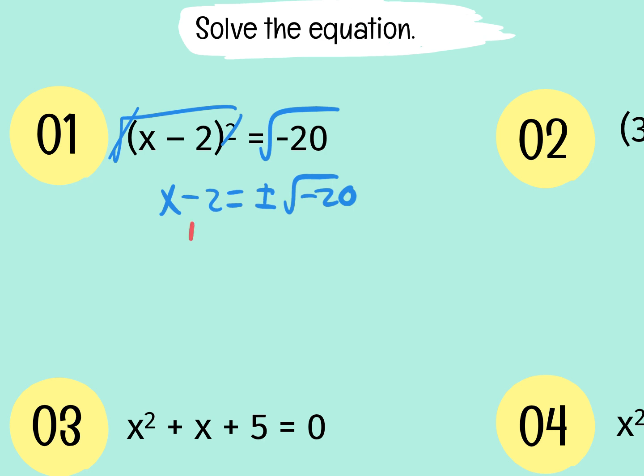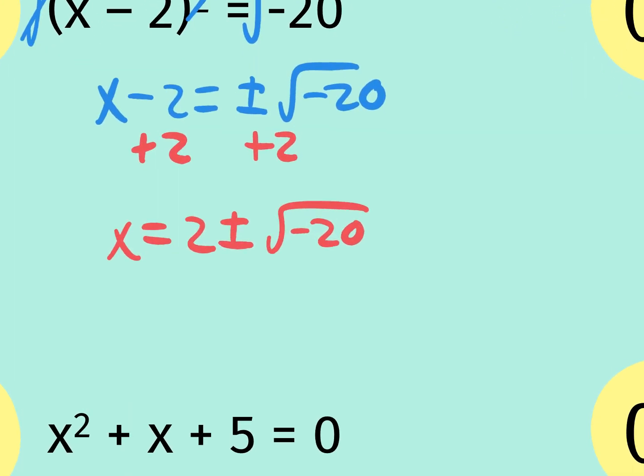I'll do that after this next step. First, I want to get the x by itself. So you get x equals 2 plus or minus the square root of negative 20. And we want to simplify our answer a little bit more. First, if there's a negative under the radical, you can replace that with an i. Yeah, if there's a negative under the radical, you can replace it with an i. So we get i square root of 20.